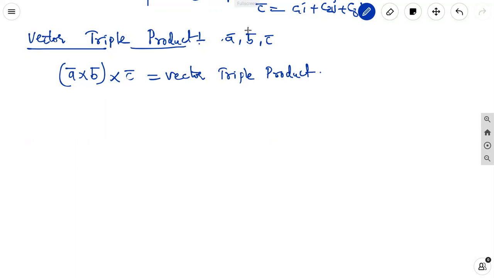In the previous one, we take the cross product, and after that taking the dot product gives a scalar. So that definition is called the scalar triple product.